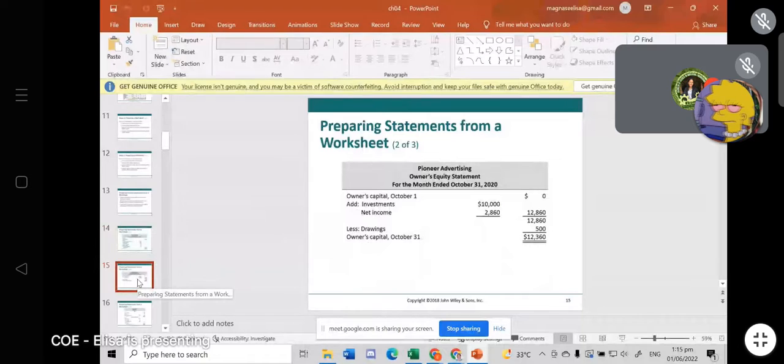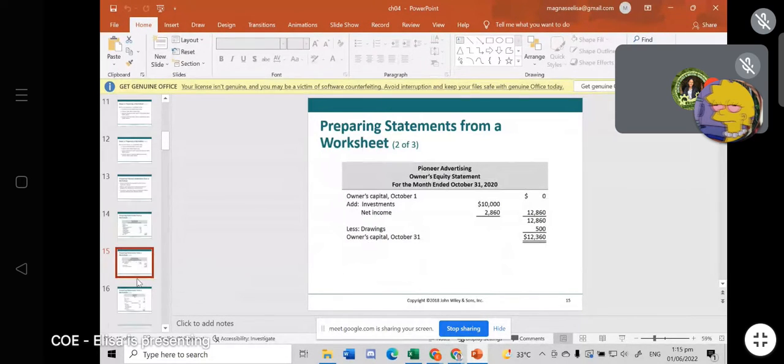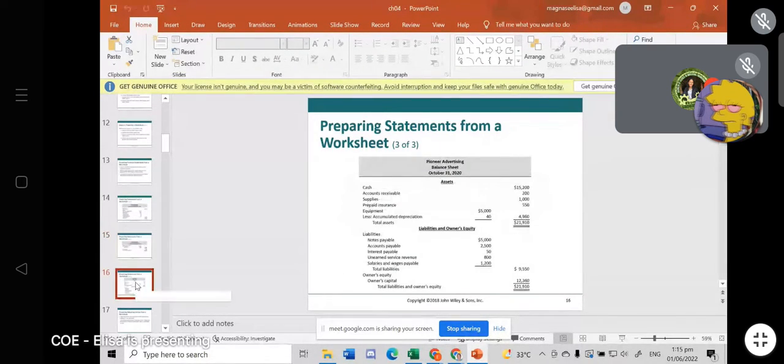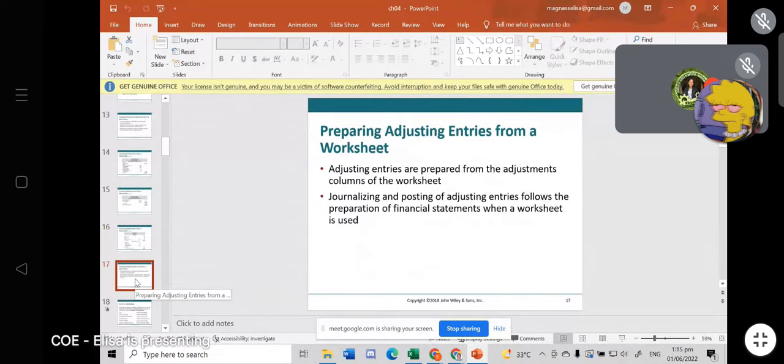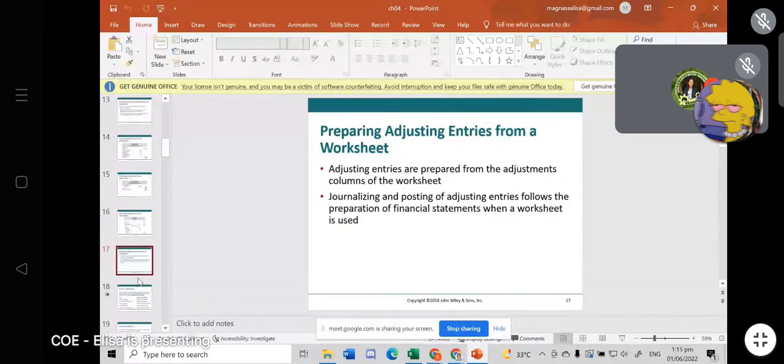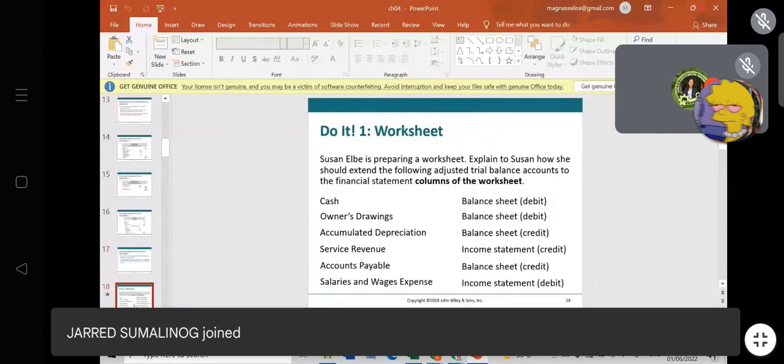So we are done with preparing the different financial statements. Meaning, after the preparation of the worksheet, we still have to prepare the adjusting entries and then post them to our ledger. So that completes the activity.